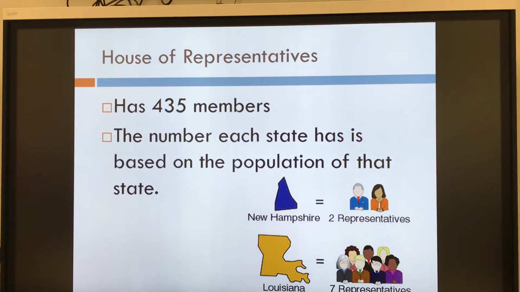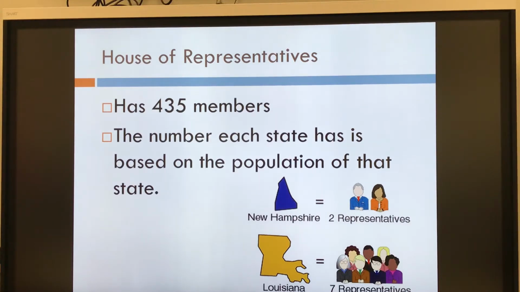The state with the most is the state of California. The state of California has more people living in it than any other state in the United States, so therefore they get more representatives. One key thing to note is every state has to at least get one. So if you don't have a lot of people living in your state, you get at least one representative. States like Alaska, Montana, Wyoming, North Dakota, South Dakota, Vermont, those states get one representative because they do not have a lot of people living in it.